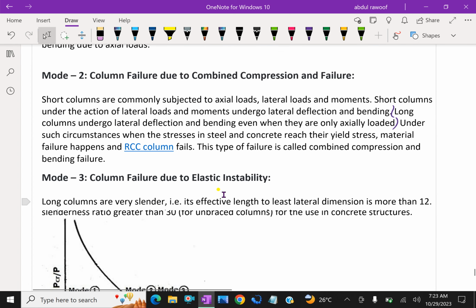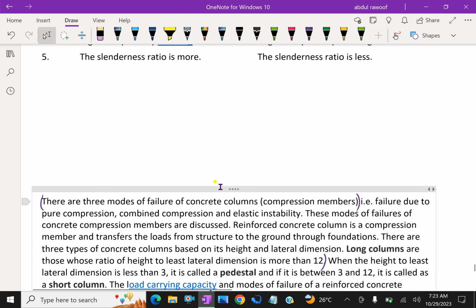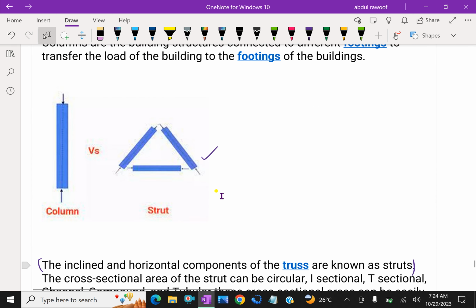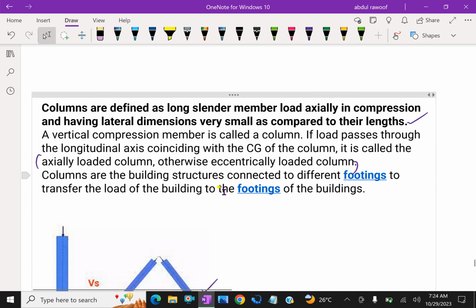So far we have discussed what a column and a strut are, their differences, slenderness ratio, and failure of columns due to axial, bending and other loads.